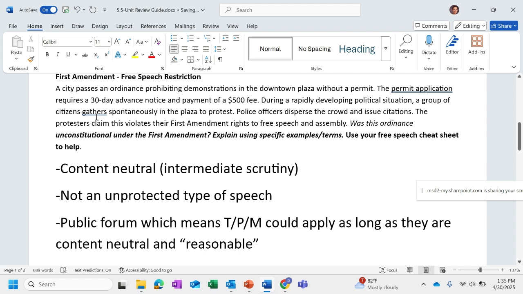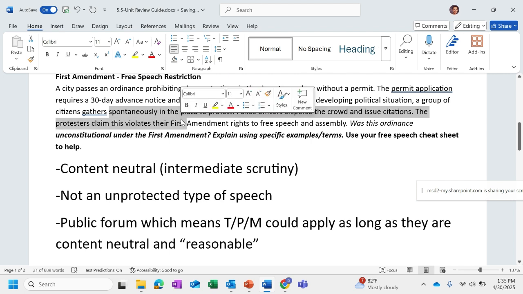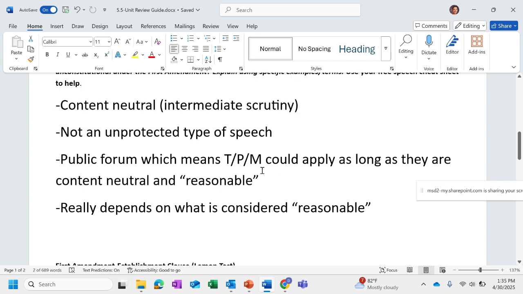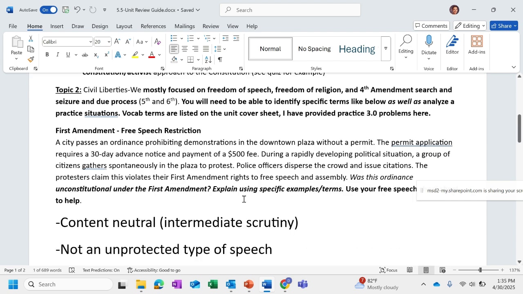And they would try to think about, is 30 days really a reasonable amount of notice, especially if you have a political protest, because a political protest usually happens on pretty short notice because something happens and people want to protest it. They don't usually wait a month. A $500 fee is kind of a lot for being in a public area as well. So my guess would be that this would be considered an unreasonable restriction overall, but it's really intermediate scrutiny.